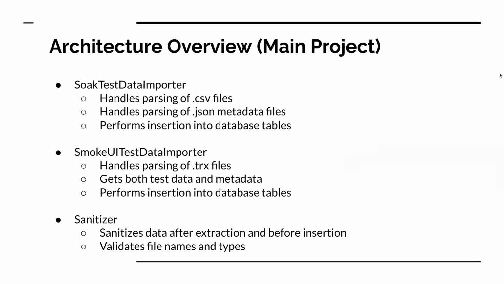The soak test data importer handles the parsing of CSV files, so it extracts the data from those files. It also does that for JSON files. After running the sanitization, it'll insert the sanitized data into the database tables. The same thing happens with the smoke UI test data importer, except it uses a TRX file. This will parse the TRX file, which contains both the metadata and the test data, and then perform the insertion into the database tables also.